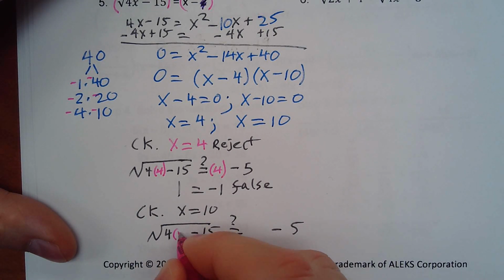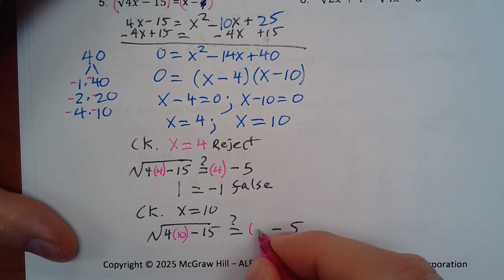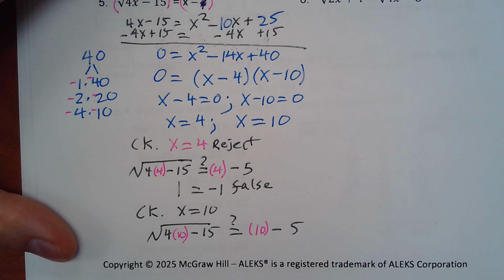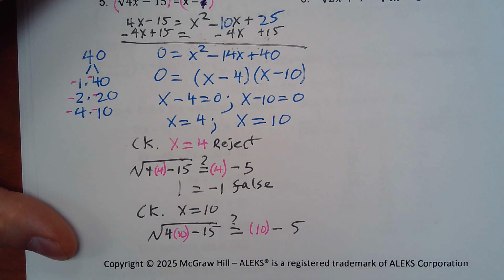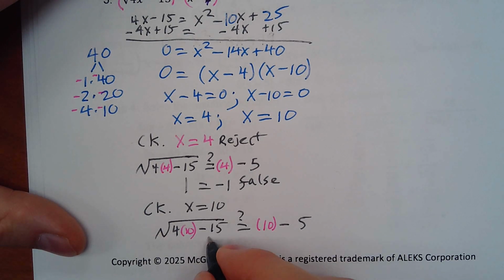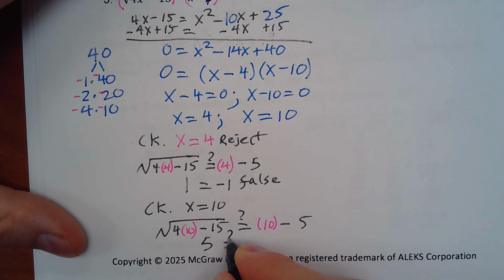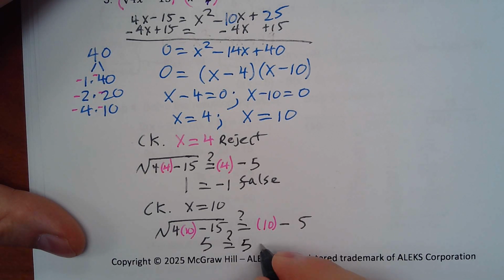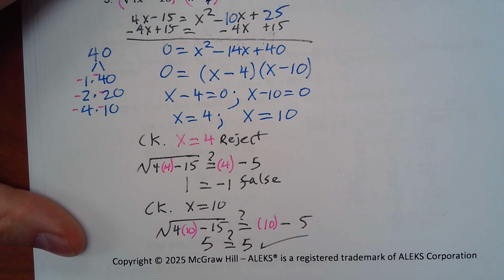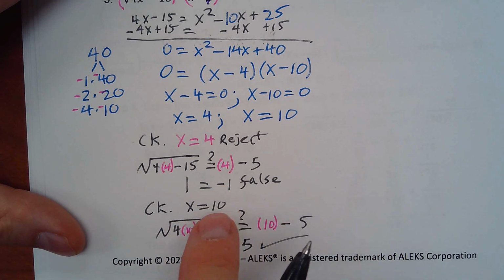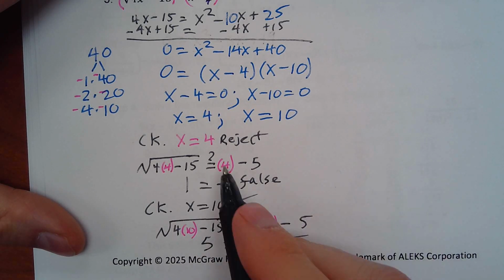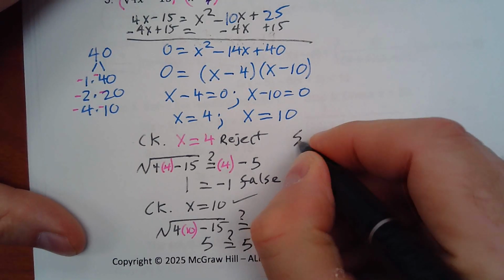So I'm plugging in a 10. That's 40 minus 15 is 25. Square root of 25 is 5. 10 minus 5 is 5. That checks. So we're going to keep the 10 and we're going to reject the 4, so my solution here would be 10.